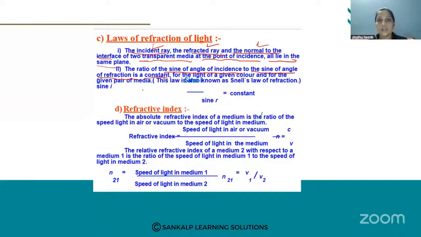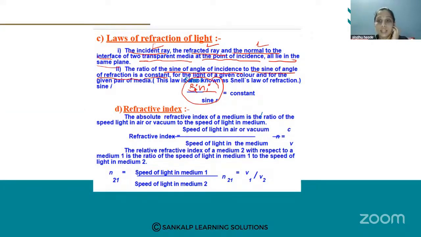Sine of angle of incidence divided by sine of angle of refraction is constant. We know sine angle, cos angle, tan angle and all. You have already learned this concept in maths. Yes, these concepts come in maths. So here we consider sine angle. Sine I is equal to sine R. This is the ratio of sine I divided by sine R.